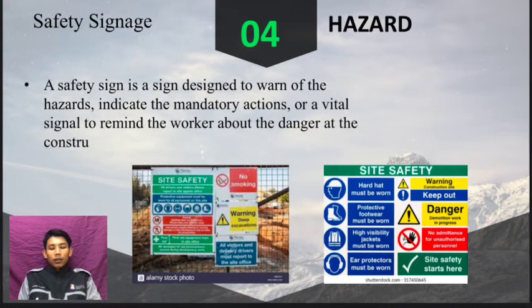As you can see on my slide, there are examples of safety signage. You can see: hard hat must be worn, protective footwear must be worn, high visibility jacket must be worn, ear protector must be worn. Danger. Site safety starts here. That was the example of safety signage.